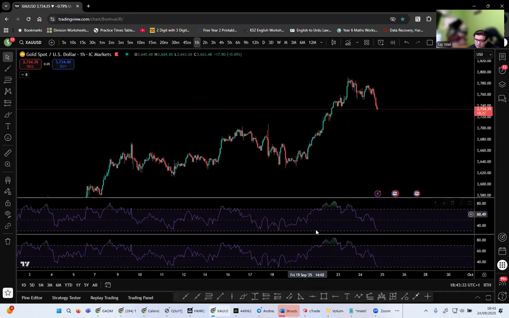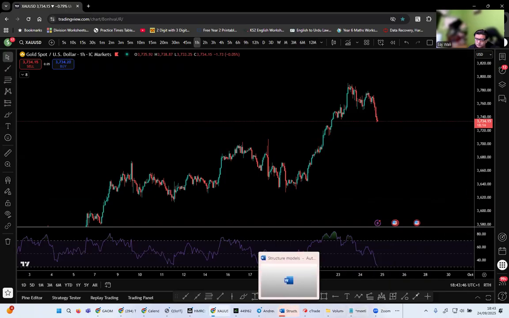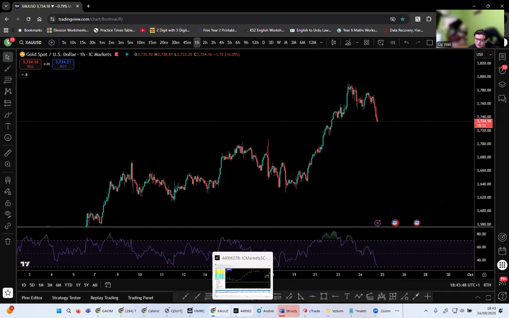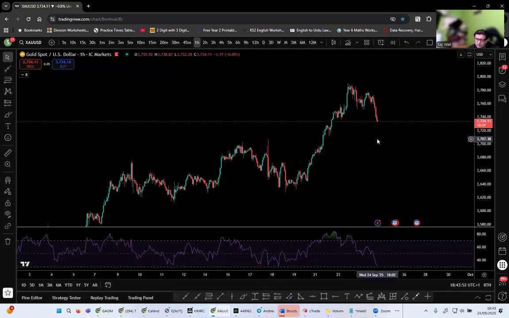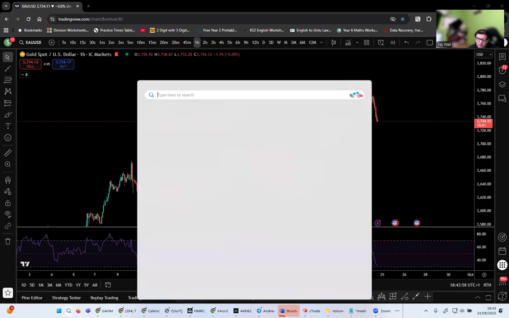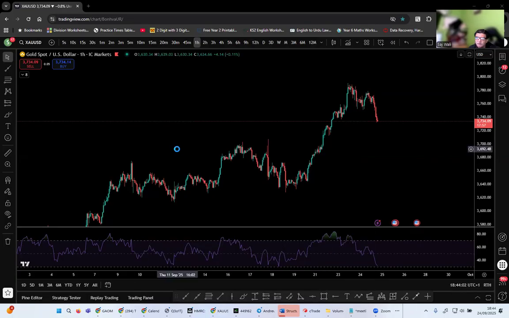But I already have RSI above, so I don't need to do that. So I'll delete this one. I don't need it. So the topic is RSI divergence. RSI divergence, how it works. There are two main types of RSI divergence. One is the regular divergence. Let me open my hand tab and I'll explain to you.